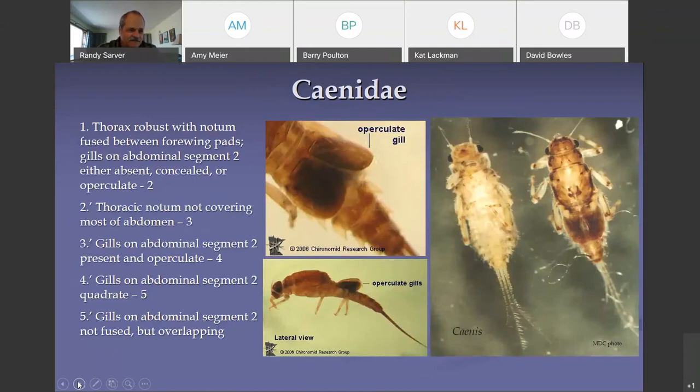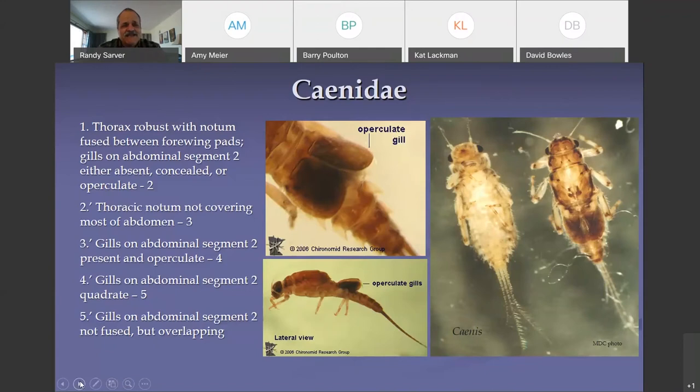Okay, so the last family in the fused backs is Caenidae. Again, a lot of the choices in the key are the same here. You're just moving down through some of those same choices until you get towards 4 and 5. Again, these gills are operculate. They're on segment 2, those hardened, covered gills. In this case, at 5, you would choose 5', and the gills on abdominal segment 2 are not fused together, but they're overlapping. And these are much smaller than the Neoephemera too.